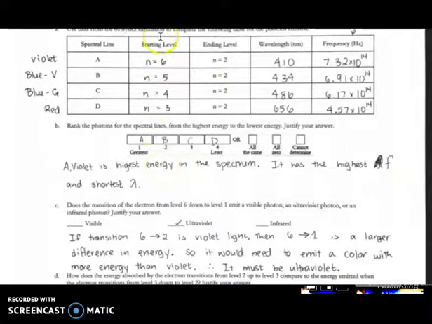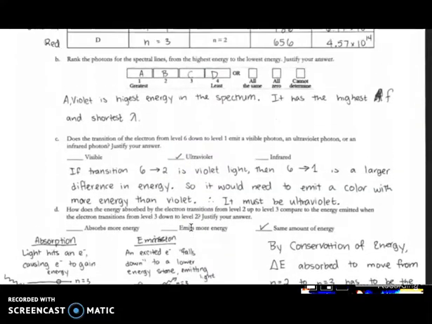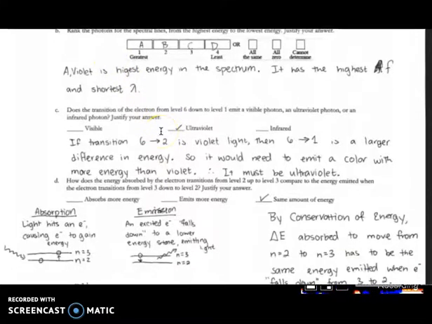Okay. Now, from 6 to 2 was violet light. So if that electron went all the way down from energy level 6 to energy level 1, that would need to have more energy than violet. It must be ultraviolet. Ultraviolet literally means above violet. Okay? Which brings me to the last question.